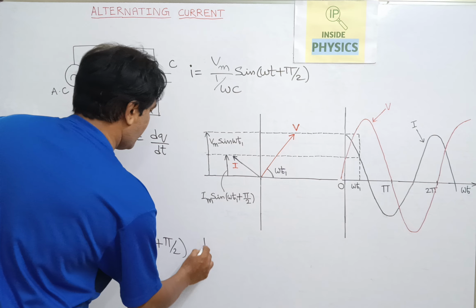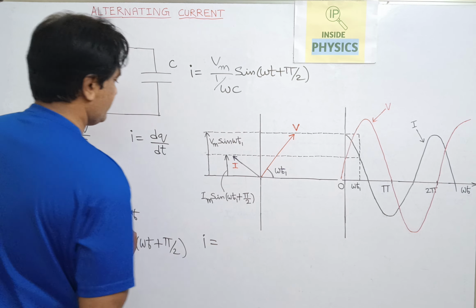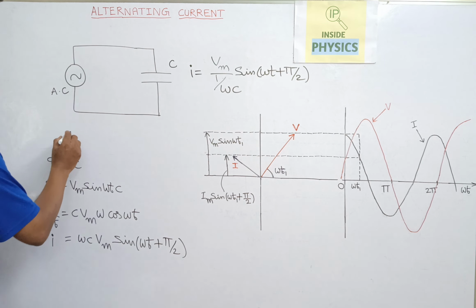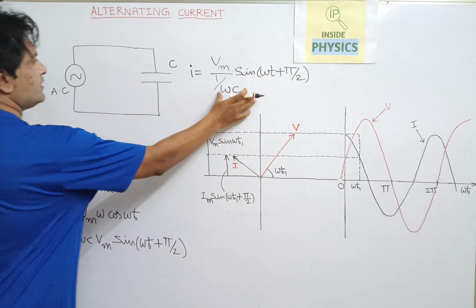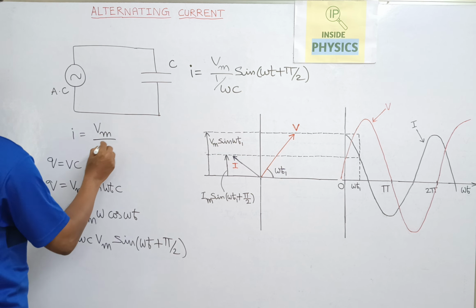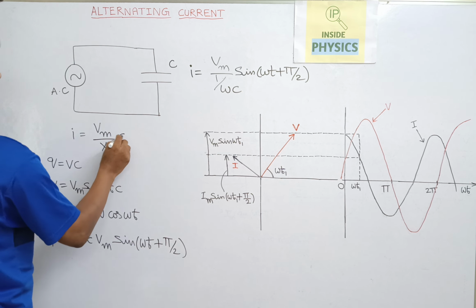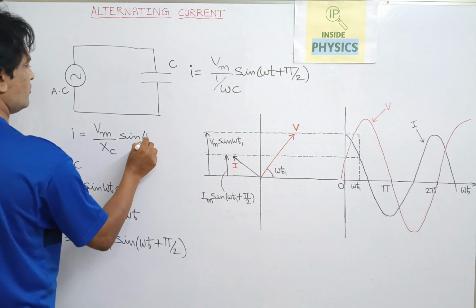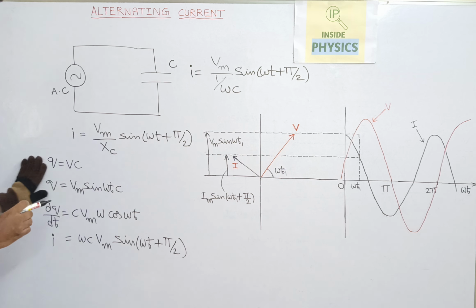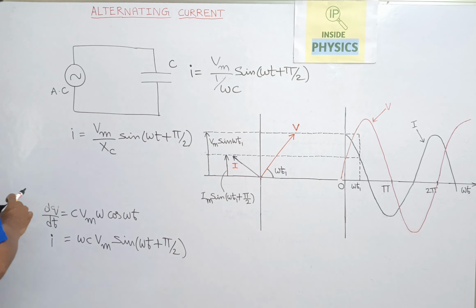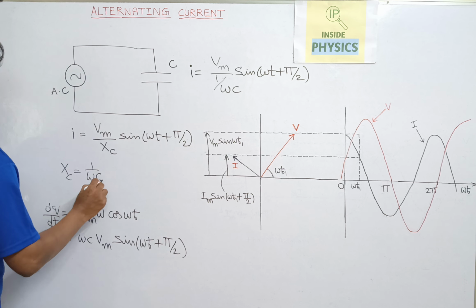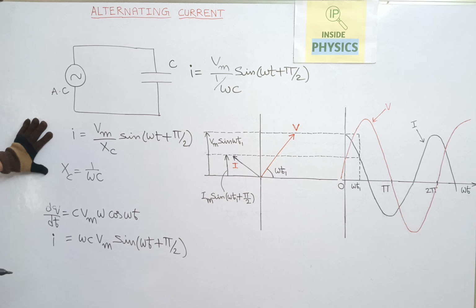So here I can write this same equation. I is equal to, from this I am writing here, Vm by Xc sin of omega t plus pi by 2. What is Xc here? Xc is equal to 1 by omega C. This is called capacitive reactance.